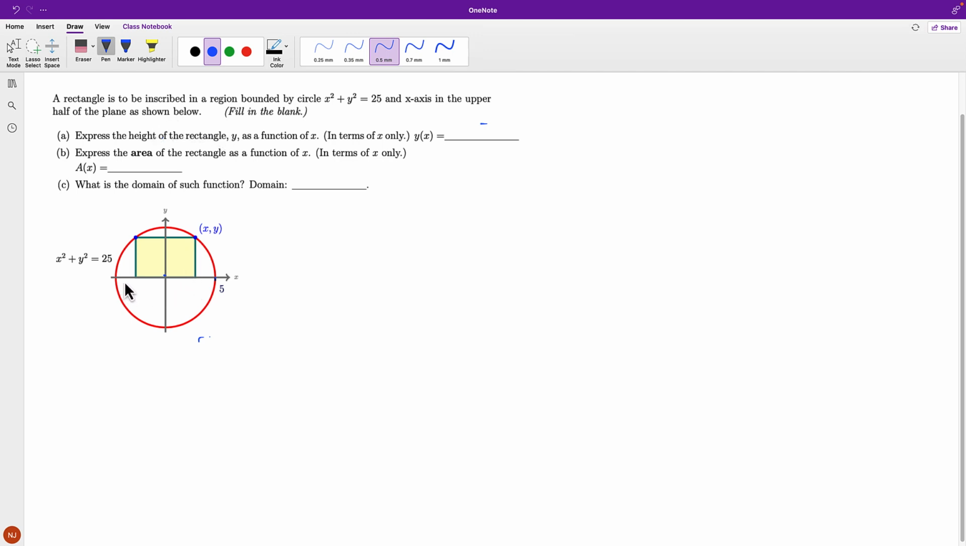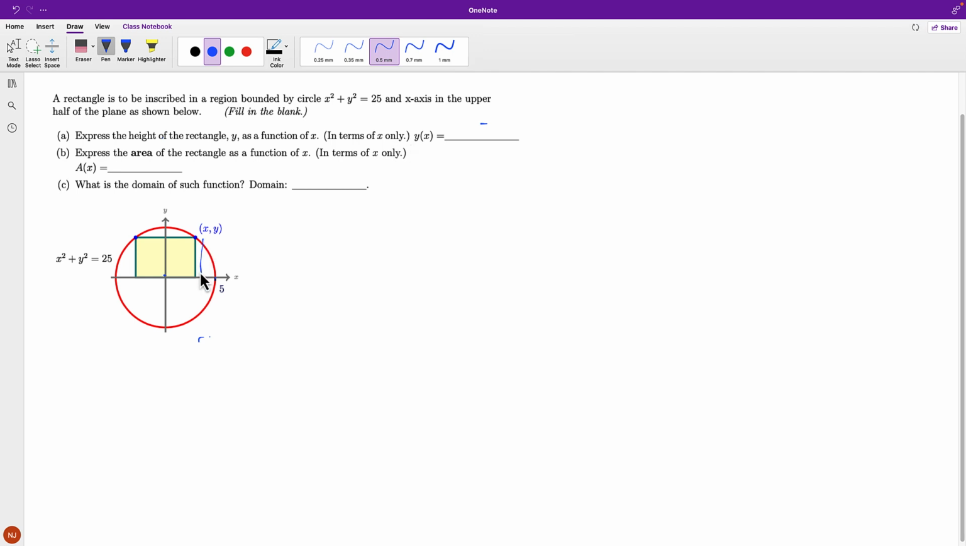So basically, one side is sitting on the x-axis, one vertex sits in the first quadrant and the other one in the second quadrant. And because it's a rectangle, it's very symmetric about the y-axis. Now, fill in the blank: express the height of the rectangle, y, as a function of x, in terms of x only.